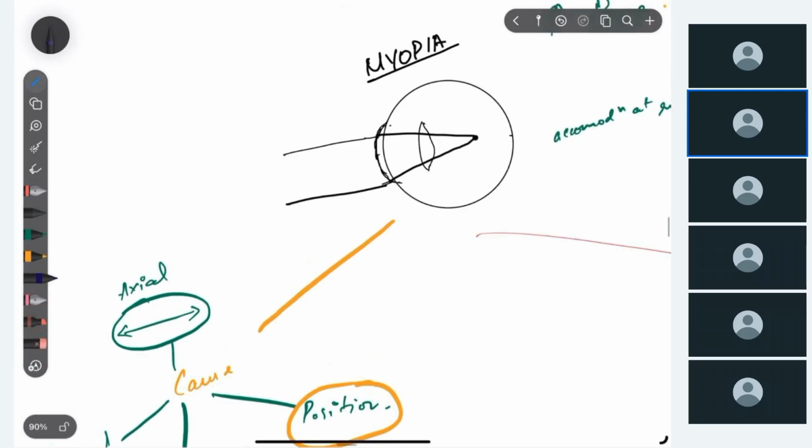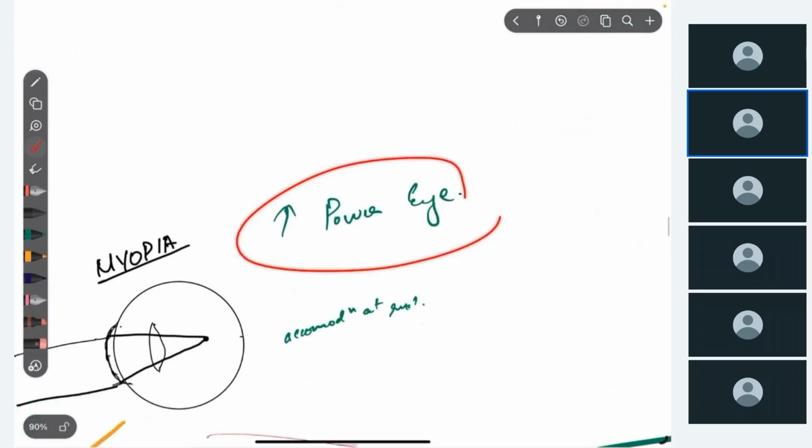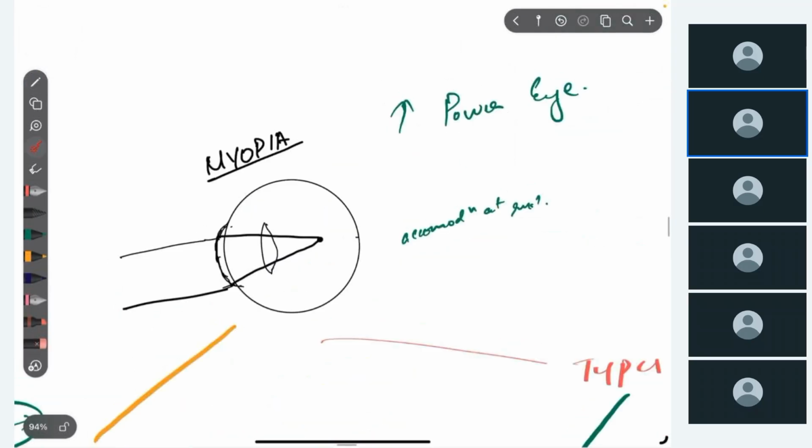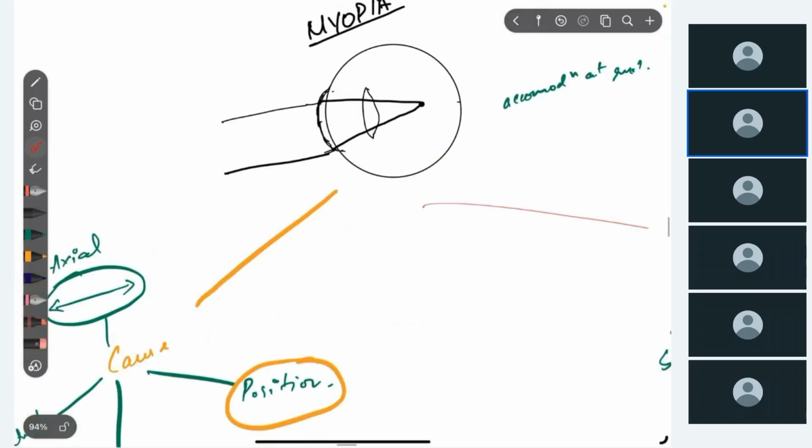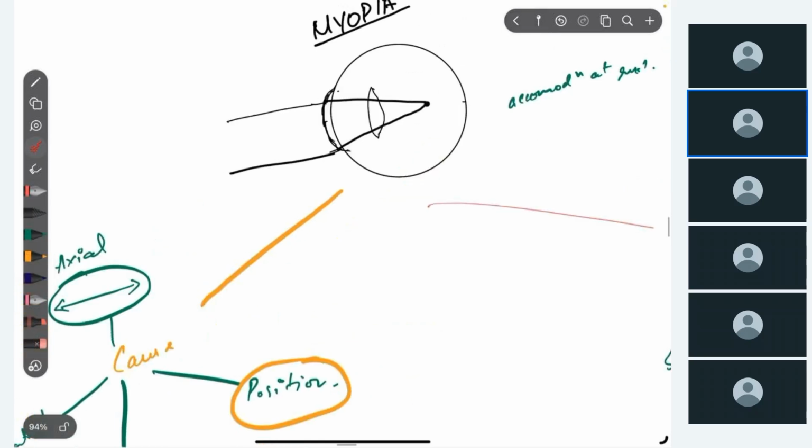So myopia is a problem of increased power of the eye. The refractive power of the eye is increased. So there are different mechanisms by which the refractive power of the eye can be increased. The causes can be increased curvature of the cornea, or increased curvature of the lens, or increased refractive index of the lens, or the eyeball size has increased, or the lens has displaced anteriorly. These are the different causes.